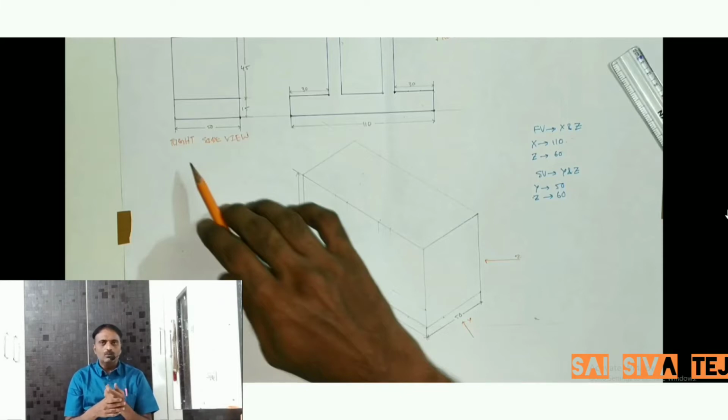So any two views are required in order to know the measurements of x coordinate, y coordinate and z coordinate, or the lengths along x axis, y axis and z axis. Once we know these three lengths, we have to construct the cube or cuboid with the knowledge of these three lengths x, y and z.